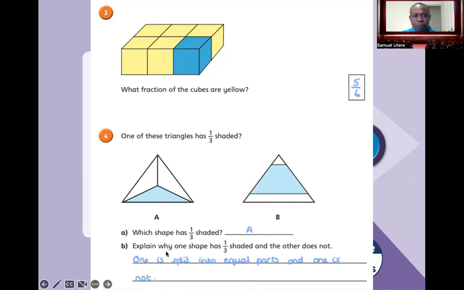Now for B, you were asked to explain why one shape has 1/3 shaded and the other does not. The answer is that one is not in equal parts, so we cannot say that 1/3 is shaded. They are not equal parts.